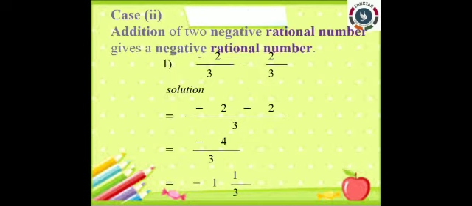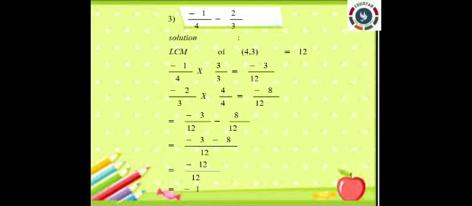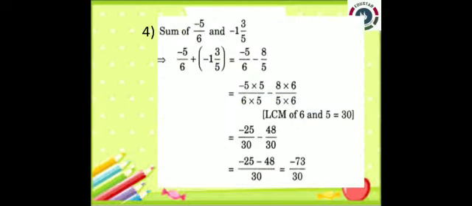Next, case 2. Addition of two negative rational numbers gives a negative rational number. Example 1 and example 2. Example 3, 4. These 4 examples are to be copied in your classwork note.